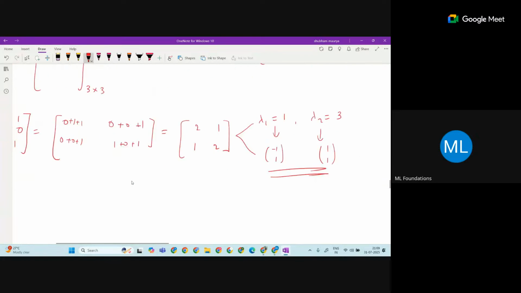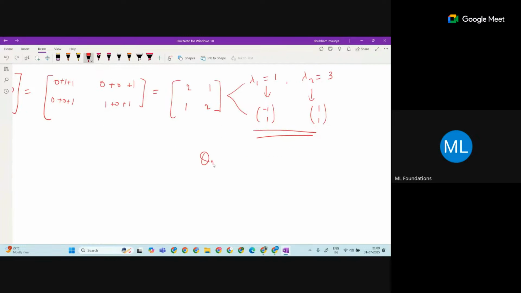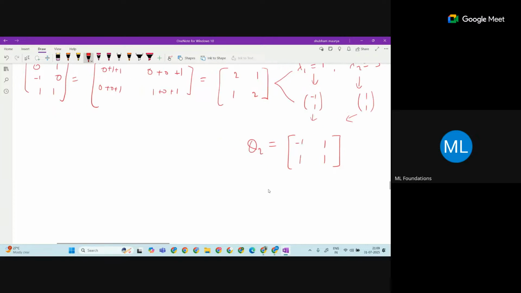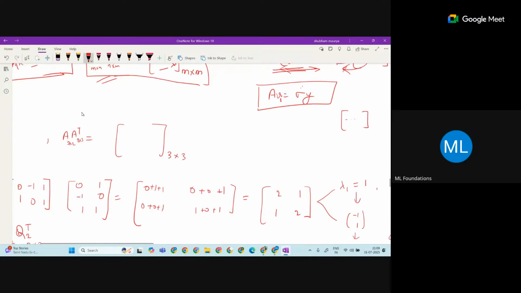So the eigenvectors we got will help to find Q2. Q2 is going to be these eigenvectors filled in column-wise: minus 1, 1, 1, and 1. We got Q2. We want to find Q1. Now we'll use the singular values for that. Let's go back to this A transpose case also; we'll use this one also.